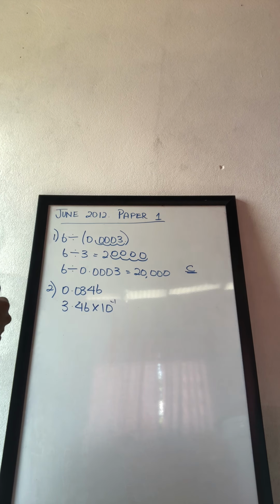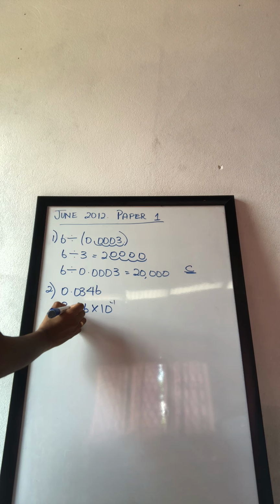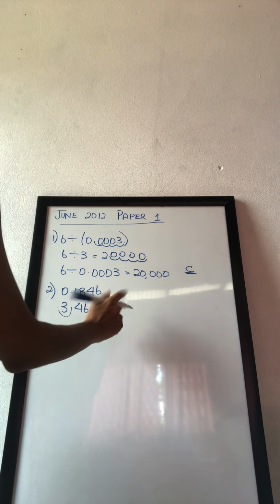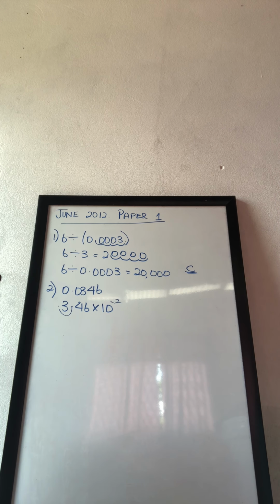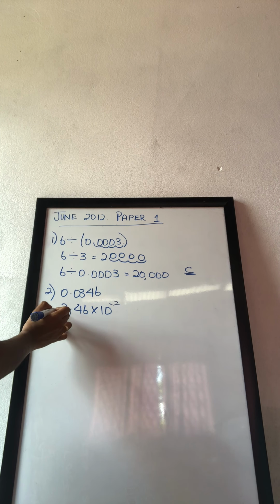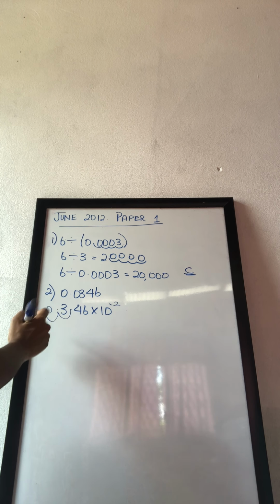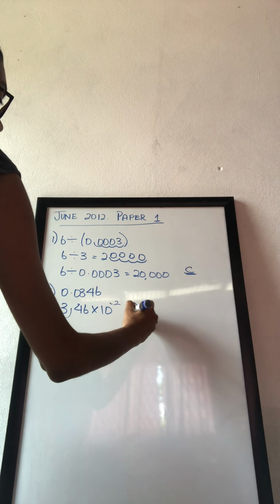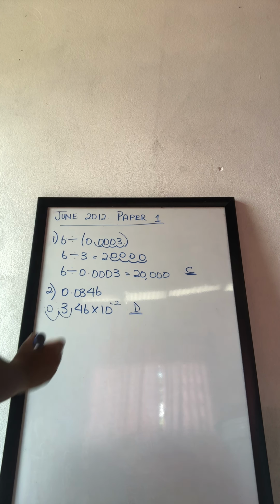Now if we have to the power minus 1, that means we're moving one place to the left. This is not that, so we don't want that either. Then to the power negative 2, when we move one place to the left and then another place, we'll end up with 0.0346, which is the same thing as this. So the answer for number 2 is D.